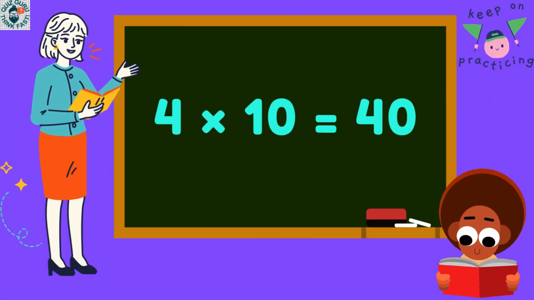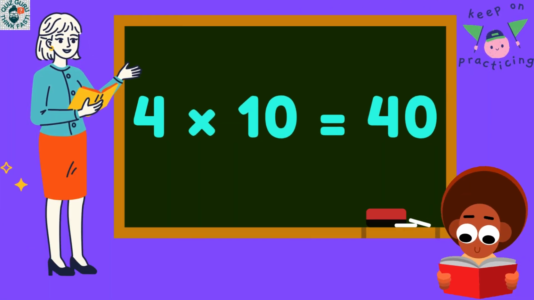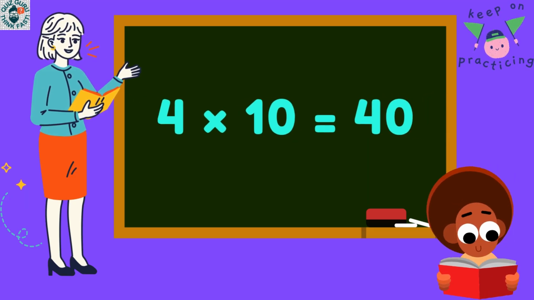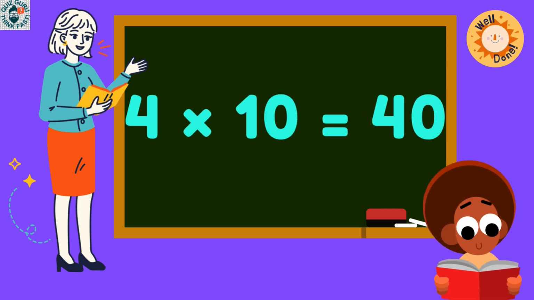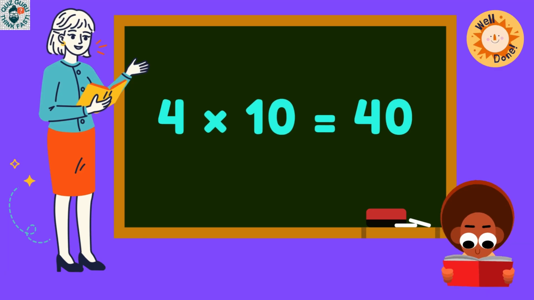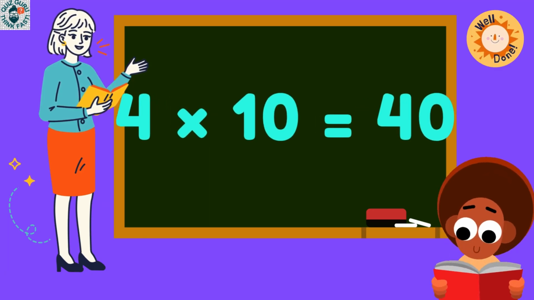4 times 10 is 40. 4 times 10 is 40. 4 times 10 is 40.